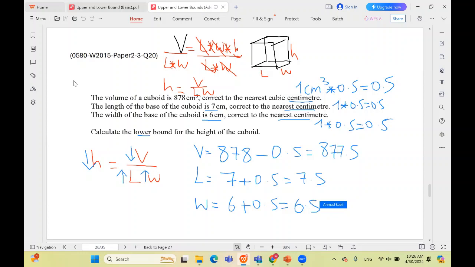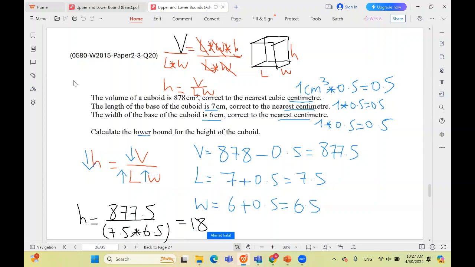So we just plug these values into the formula. We have H equals 877.5 divided by 7.5 times 6.5. So you use the calculator to figure this out. This is equal to 18 as a final answer.